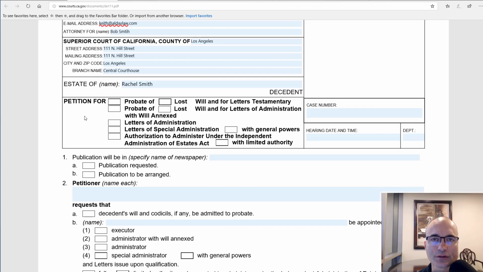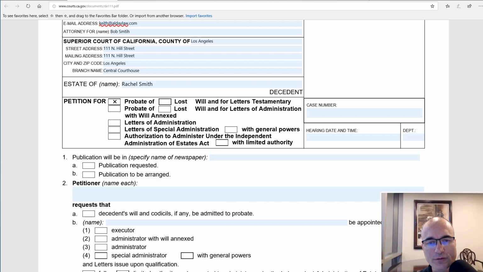So the first question is, do you have a will? If so, then you're probably going to be checking one of these two boxes. So let's check that one for probate of a will. Is the original will lost? I hope not. That causes problems if you lose the original will. The original will has to be lodged with the court. And if you lose that original will, the law presumes that the will was lost with the intent to revoke it. So if that original will isn't around when Rachel Smith passes away, then the law presumes the will was revoked. You can overcome that presumption, but you have to show facts to overcome it. And that's why the form wants to know, do you have a lost will or do you not?